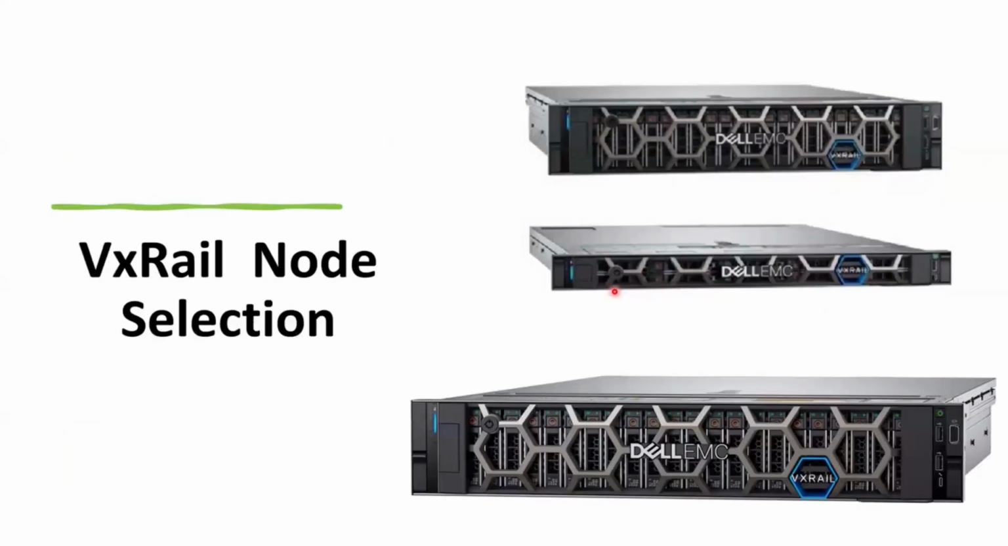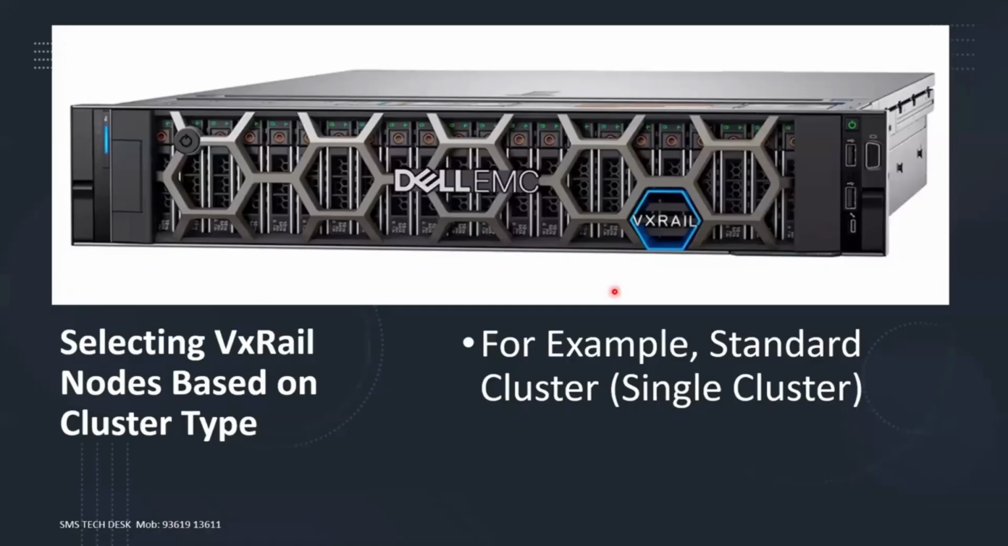Next is VxRail node selection. Now we know which cluster to choose based on the customer requirement, and we select the VxRail node based on the cluster type, for example standard or dynamic, whatever cluster we choose. So which nodes are we going to select for the cluster? Let's understand the node selection criteria.